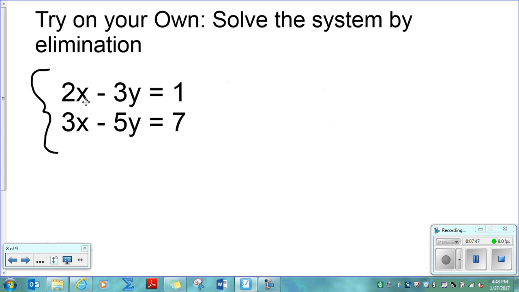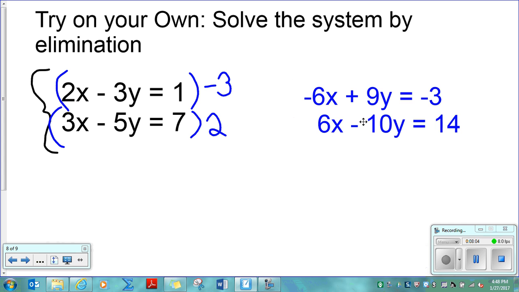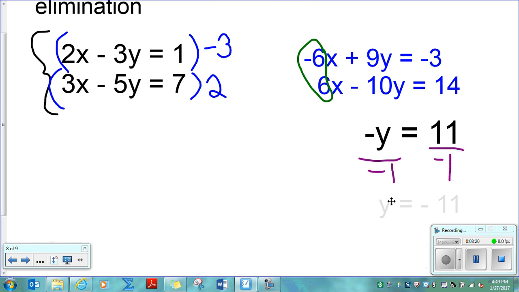Okay, so since we don't have opposite things, you could try to eliminate the y, you could try to eliminate the x. Actually, I tried to eliminate the x, so I multiplied this entire thing by negative 3, and this entire thing by 2 again, so I can have common 6's, which means I get negative 6x plus 9y equals negative 3, and 6x minus 10y equals 14. I get rid of those x's by doing that, so I combine them. I get negative y equals 11, as these cancel out, which means y actually equals negative 11.